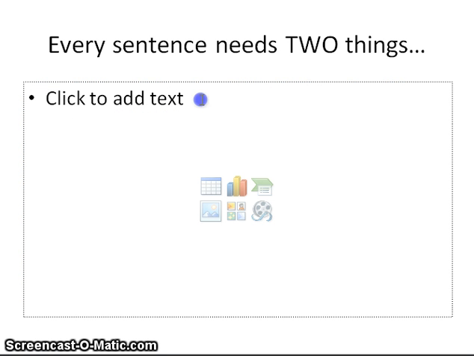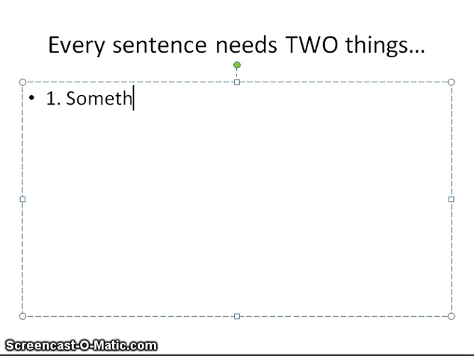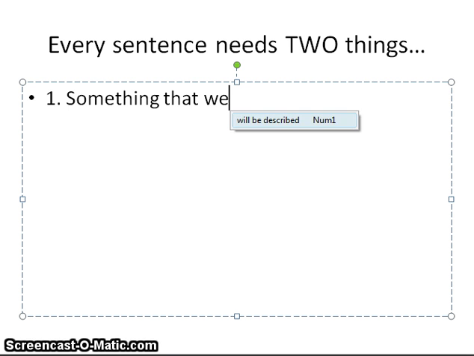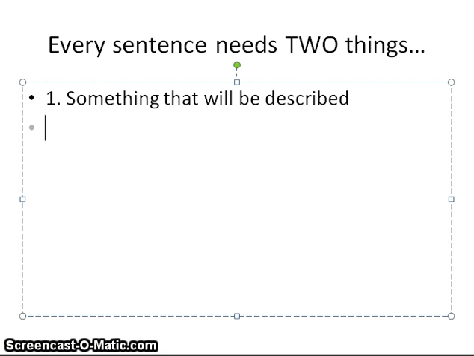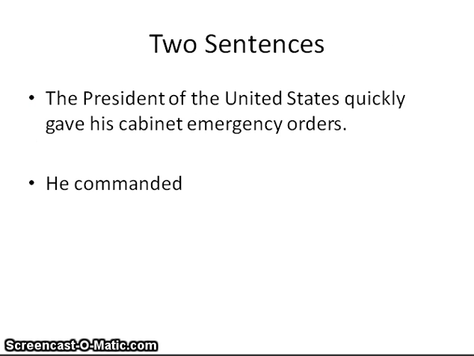Now, every sentence needs two things. Number one is something that will be described, and number two, you may have guessed, is a description of that something. So let's look back at these sentences. I'd actually like to start with the second sentence and see, can we see something that is being described?